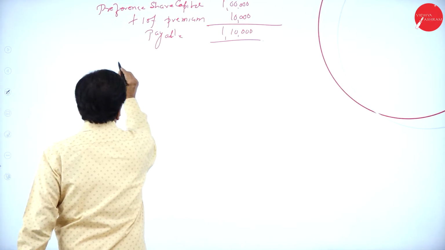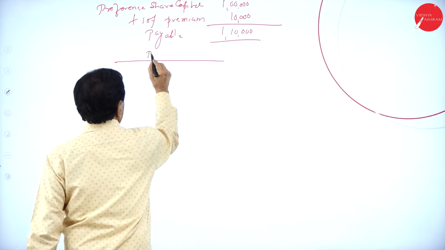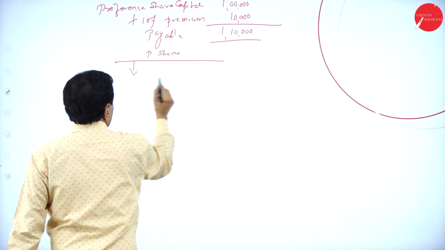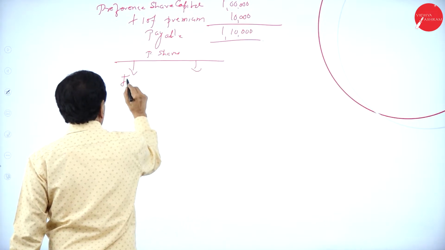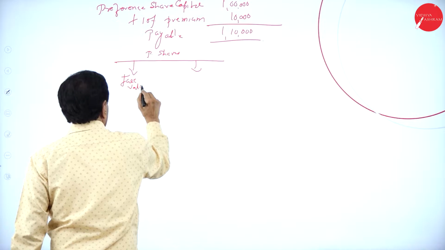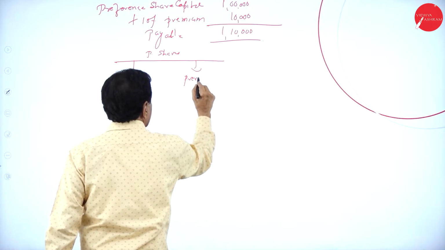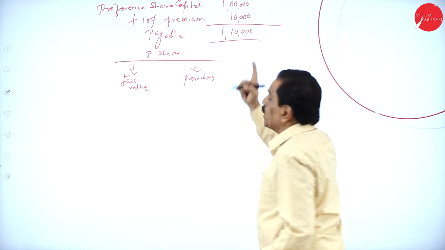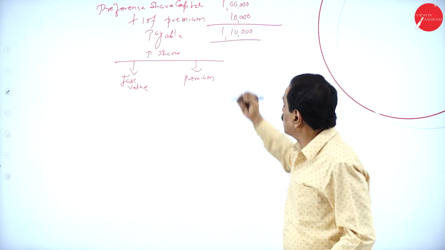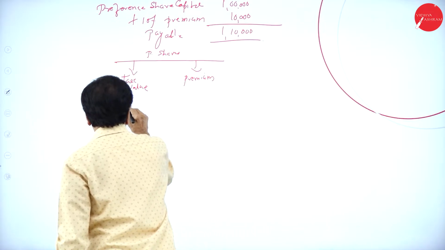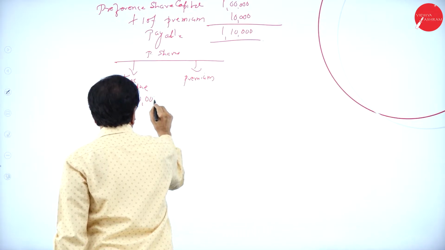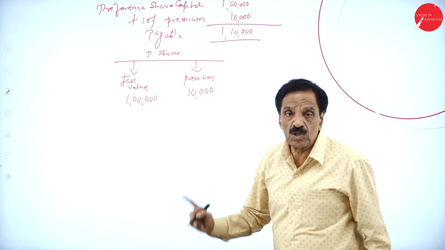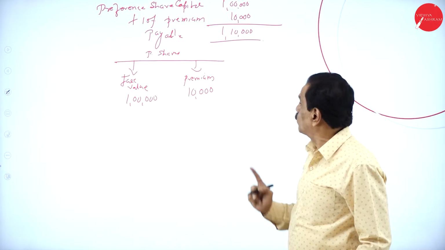Come back. Preference shares: face value, premium. What's your face value? 1 lakh. What's your premium? 10,000. Face value is 1 lakh. Premium is 10,000. Your face value is 1 lakh and the premium is 10,000 rupees.